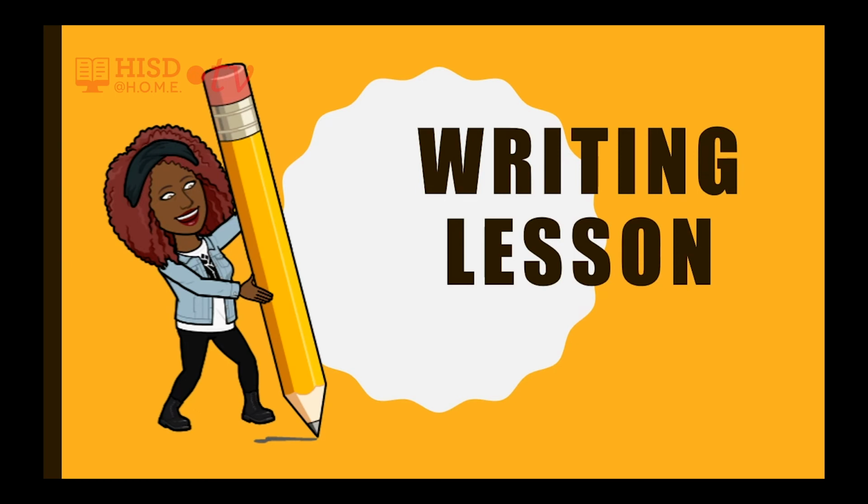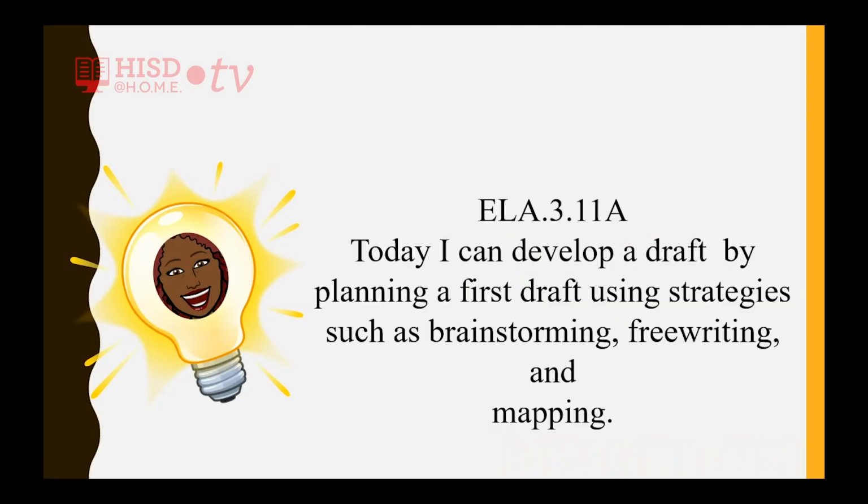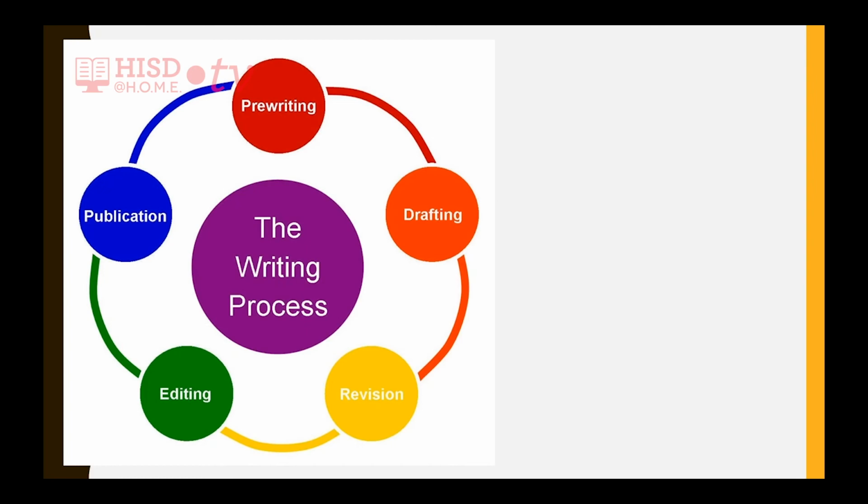We're now going to move to the writing lesson portion of our lesson. The first part comes from the objective ELA 3.11a. Today I can develop a draft by planning a first draft using strategies such as brainstorming, free writing, and mapping. Last week in our writing process, we started in the pre-writing. So now we're going to move to the next part of the draft.